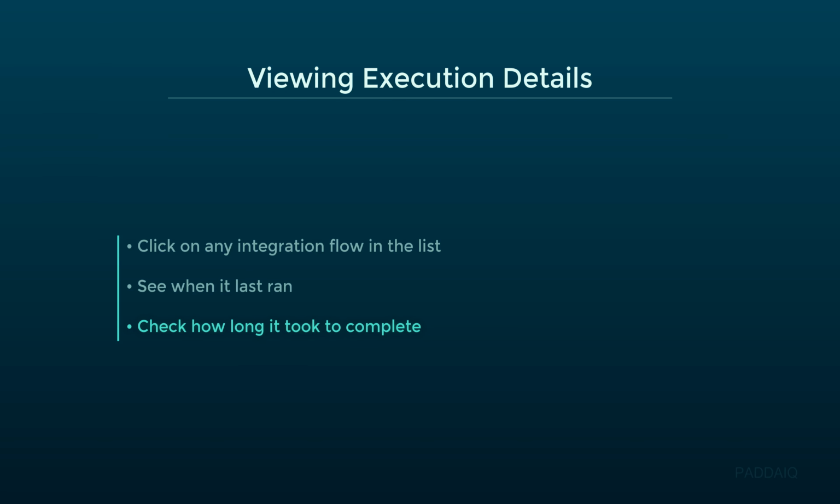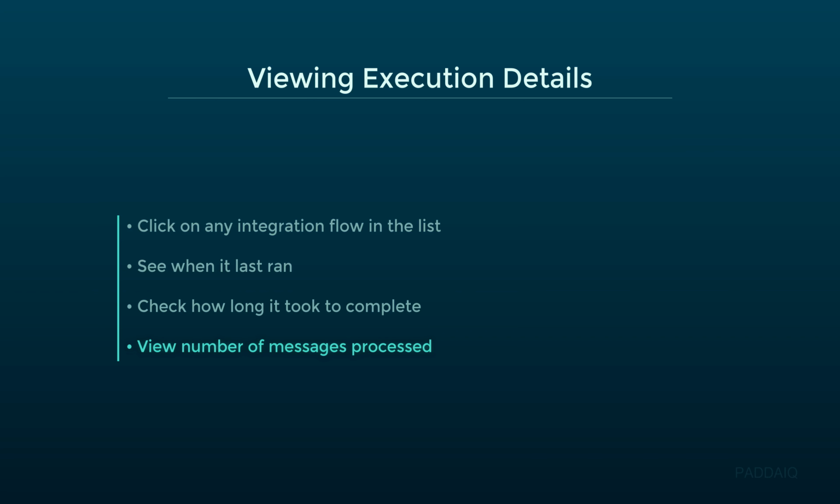Check how long it took to complete. This means reviewing the duration of a process from start to finish. For example, after a data import job runs, you can see it took 3 minutes and 12 seconds to finish. Knowing this helps you monitor performance and plan future tasks efficiently.